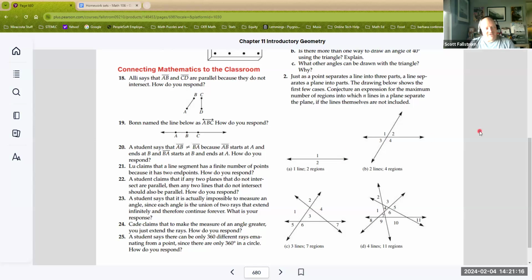Do we need ABC? Sometimes you put in a name and it's a little bit of overkill. So be thinking, what's the best way to name this one? And let's see here. Student says AB segment is not equal to AB segment because AB starts at A and B starts at B, and this one starts at B and starts at A. How do you respond?